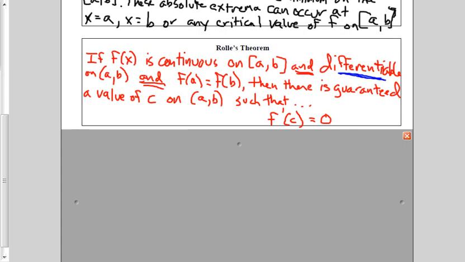So if the function is continuous on the closed interval from A to B, and now we're talking about it has to be differentiable. So that excludes any corners, any cusps, on the open interval from A to B. And for Rolle's theorem, the value of the function at the endpoints must be equal. F of A must be equal to F of B. Then we're going to guarantee that there's a value of C on the open interval A to B such that the derivative at that value is equal to 0.